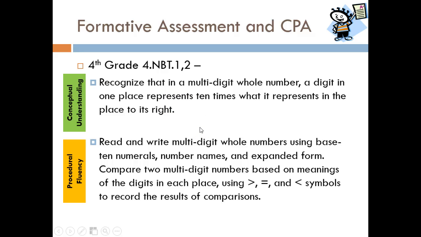Okay, so the last thing we're going to do is take a look at summative assessments and how those compare to formative assessments.